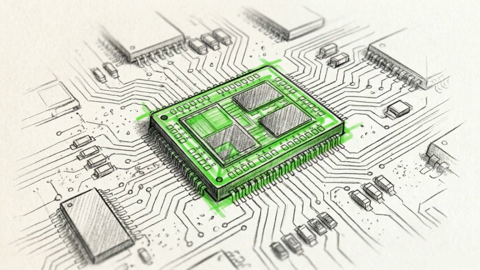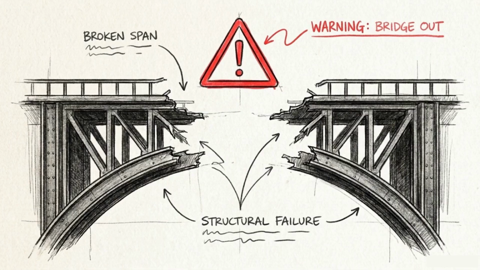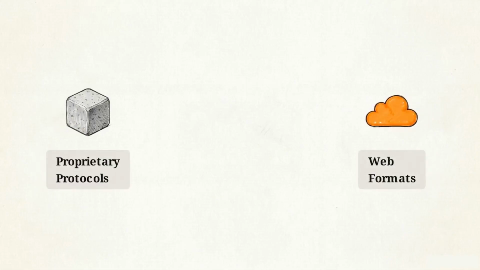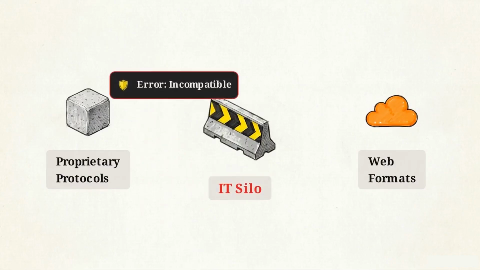While this data is the foundation of the twin, it is currently trapped within the machine's local memory. Moving that data to a usable environment requires the second layer. Layer 2 is the data pipeline. This is the most common point of failure because it requires translating proprietary industrial protocols into web-friendly formats, a task that often stalls due to IT silos or hardware incompatibility.